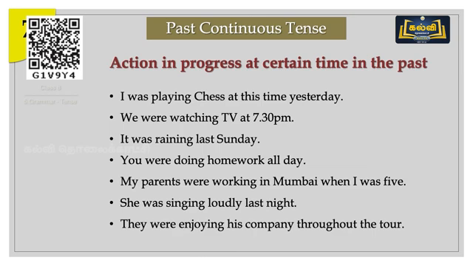Look at the last example. My parents were working in Mumbai when I was 5. So when you were 5, your parents were working in Mumbai. So you can express a past time this way too. Look at the next example. She was singing loudly last night. So all the terms, yesterday, 7:30 p.m., Sunday, all day, when I was 5, last night, all these adverbs of time indicate a past time, a certain point in the past.